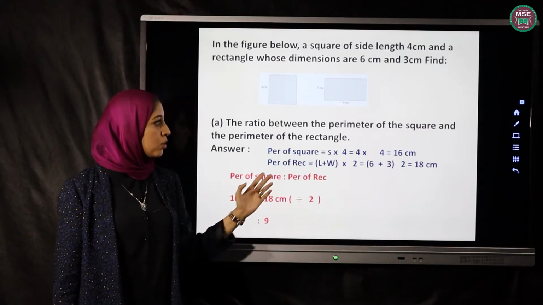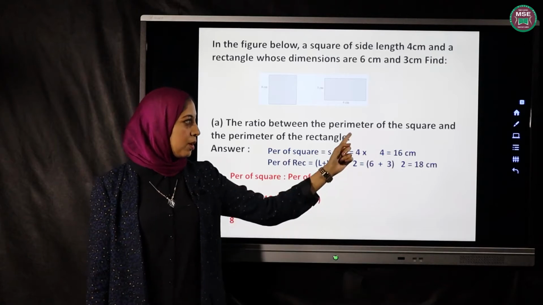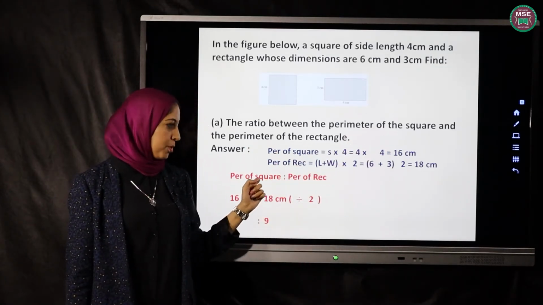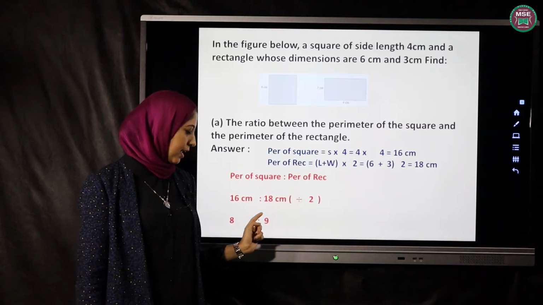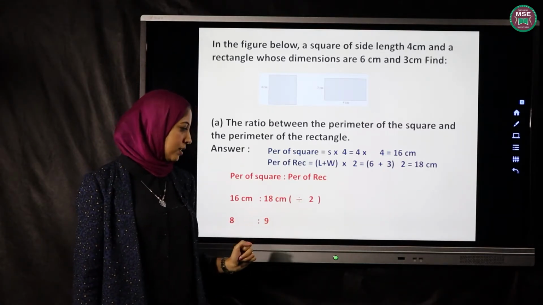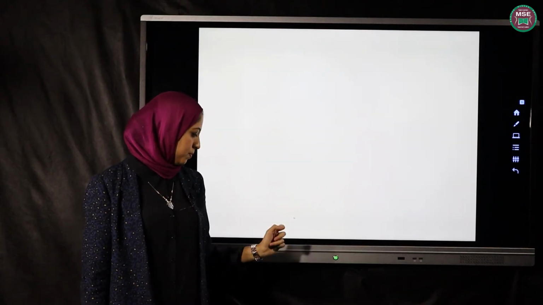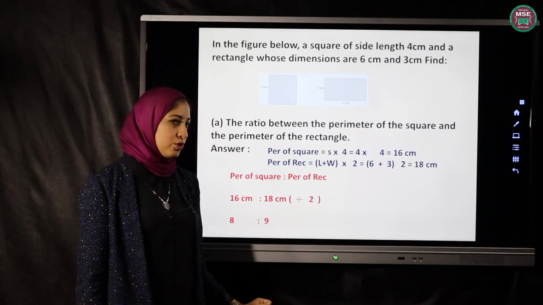I will write the ratio according to the order of the question. Perimeter of square and perimeter of rectangle. So my answer, perimeter of square to perimeter of rectangle, 16 to 18. Then don't forget to simplify. Divided by 2. It will be 8 to 9.